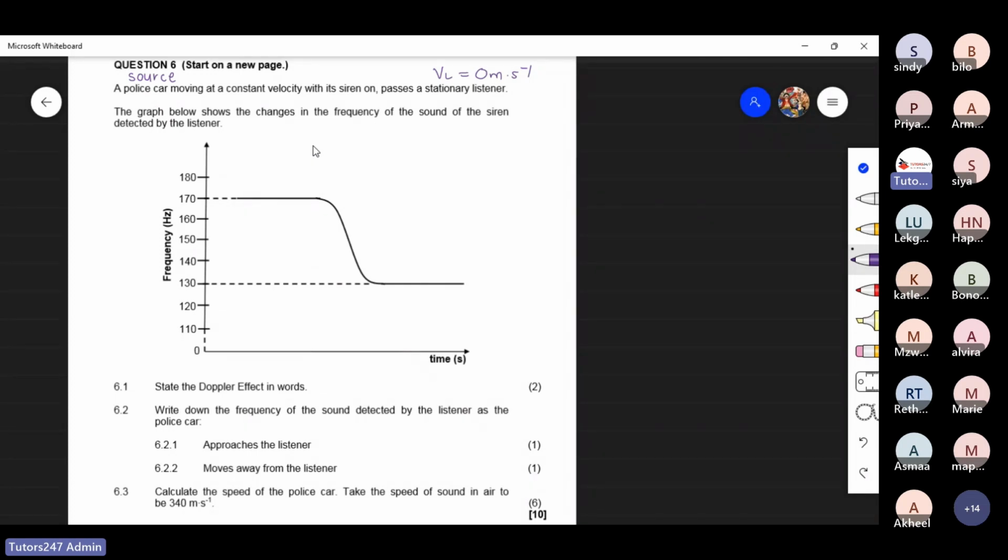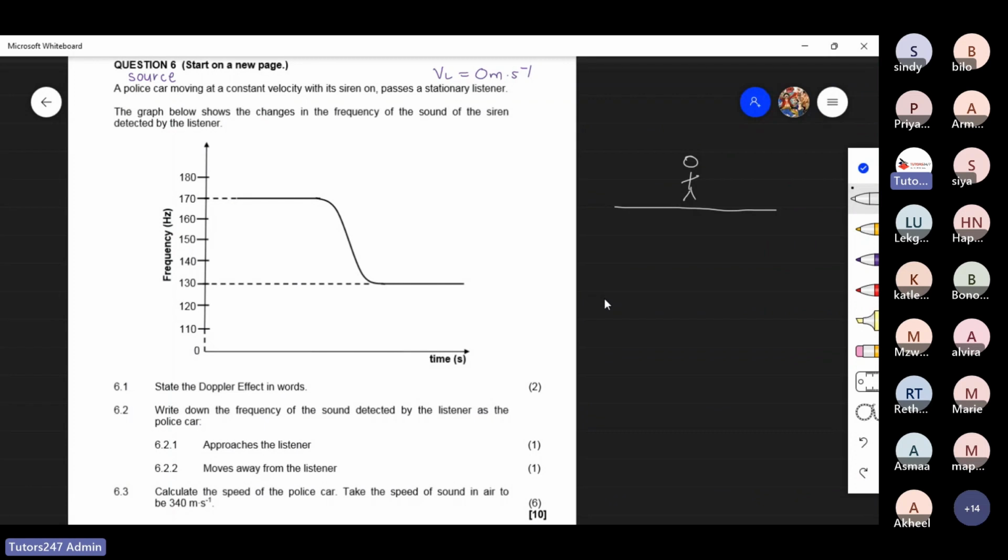Okay, so it's just a stationary listener. They didn't specify who this is, so it can be some random guy standing on the street. Okay, so if this is our street, we've got some random guy standing over here. Now, this guy is stationary. Maybe he's playing with his phone or he's just standing there and doing whatever.